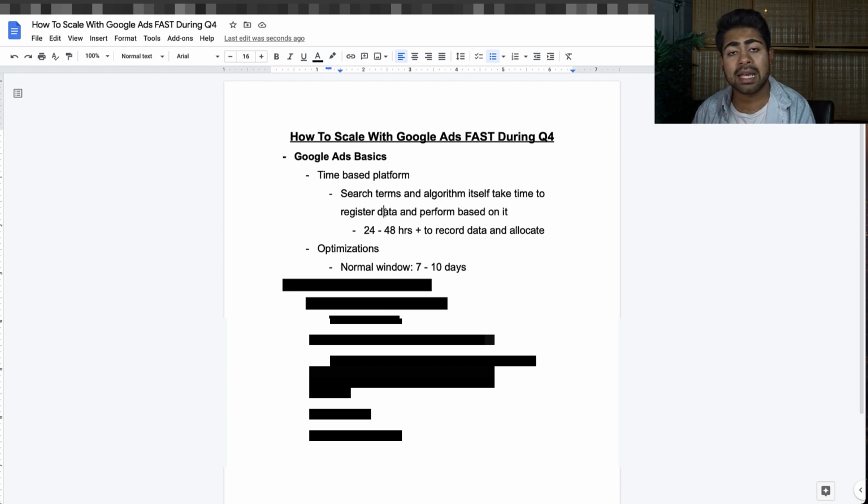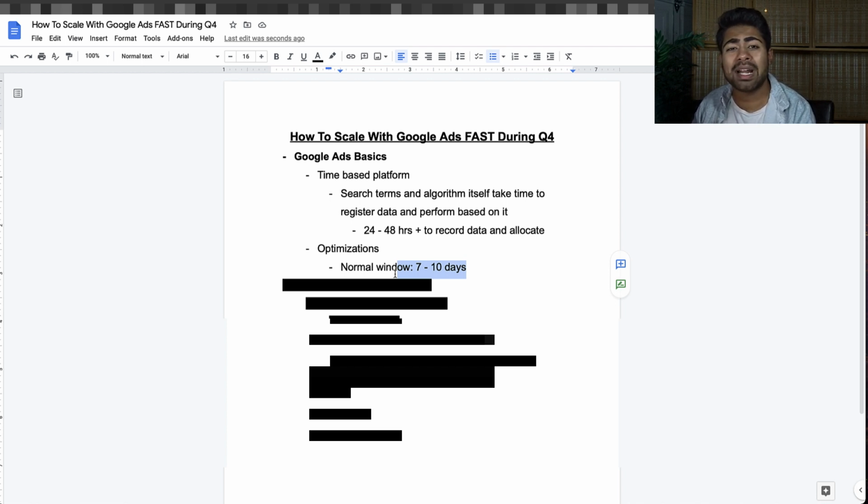But the reality is it takes about 24 to 48 hours for Google's algorithm to even start tracking the data properly. And I would even go as far as to say it might take a week for all of the data with the purchases to get attributed to the right campaign. And that's just how Google Ads works. That's why it's a time-based platform. So that means when it comes to optimizations, when it comes to scaling Google Ads, a normal window for scaling is 7 to 10 days. That's just what I always recommend on a normal time period.